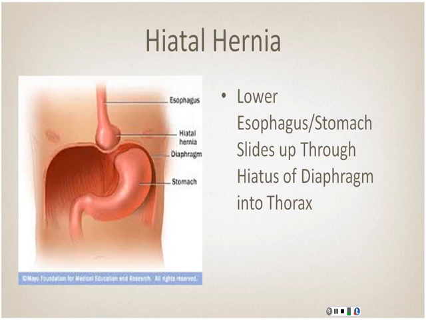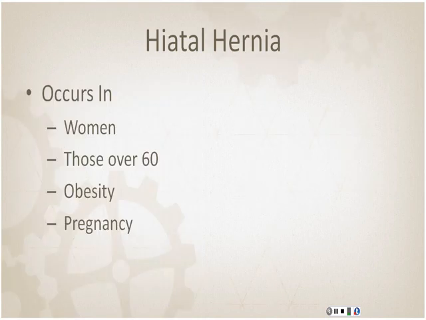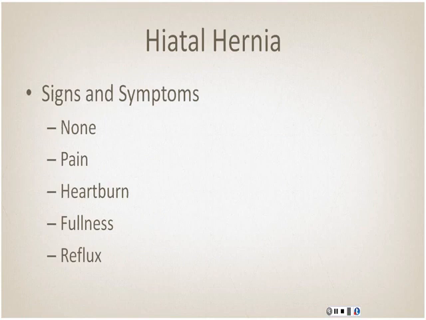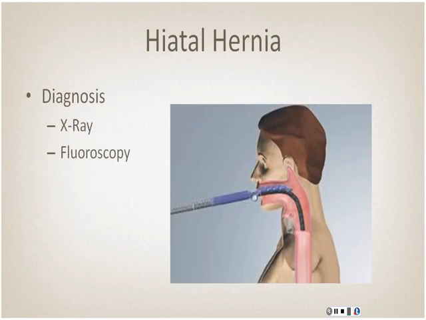Hiatal hernias. This is where the lower esophagus or stomach slides up through the hiatus of the diaphragm into the thorax. A sliding hernia is the most common. This is where the stomach slides up into the thoracic cavity when the patient is laying down, and then it will go back into the abdominal cavity when the patient is upright.